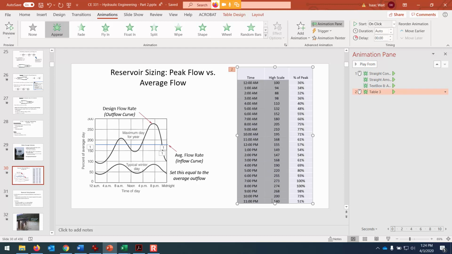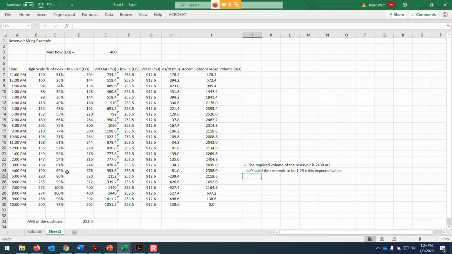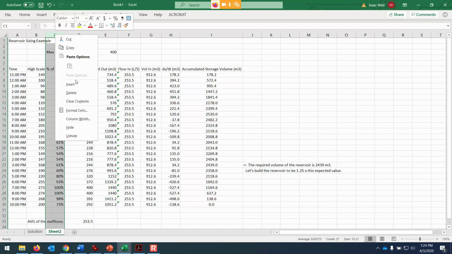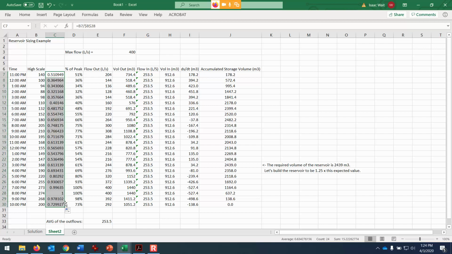So the high scale, this percent of peak is just calculated based on the high scale. Let me show you, that percent of peak is essentially, if we look for the biggest one here, 274, it's all of these. It's this divided by the highest one that I see. And so this decimal tells me what percentage of the maximum flow during the day.